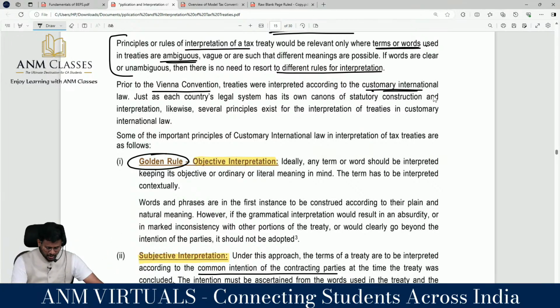Just as each country's legal system has its own canons of statutory construction and interpretation, likewise several principles exist for the interpretation of treaty in the customary international law.